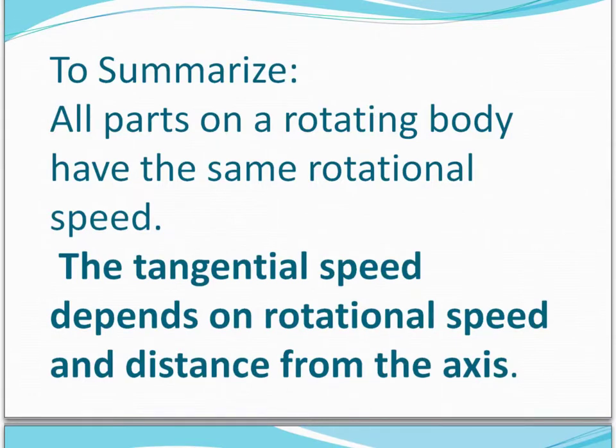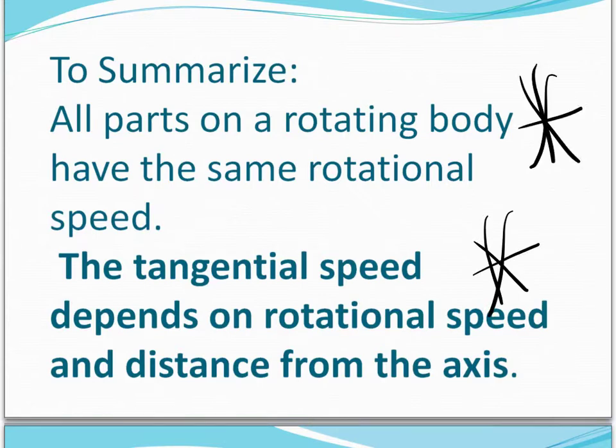Alright, to summarize, all parts of a rotating body have the same rotational speed. Very, very, very important concept. The tangential speed depends on the rotational speed and the distance from the axis. The further out from the center you get, the greater the tangential speed. Key points right here.